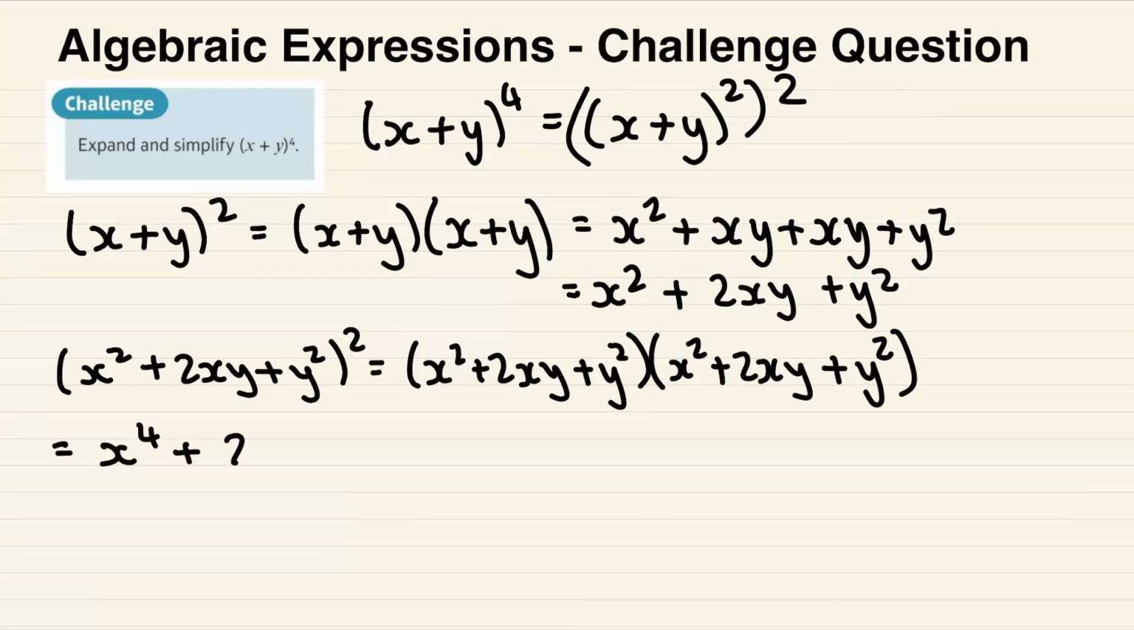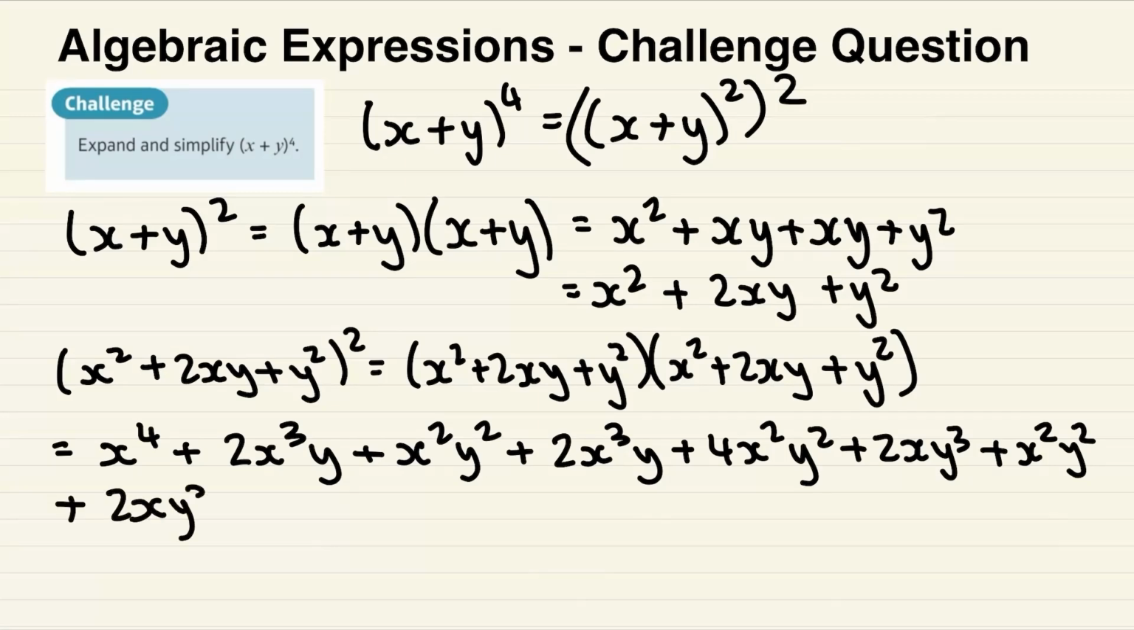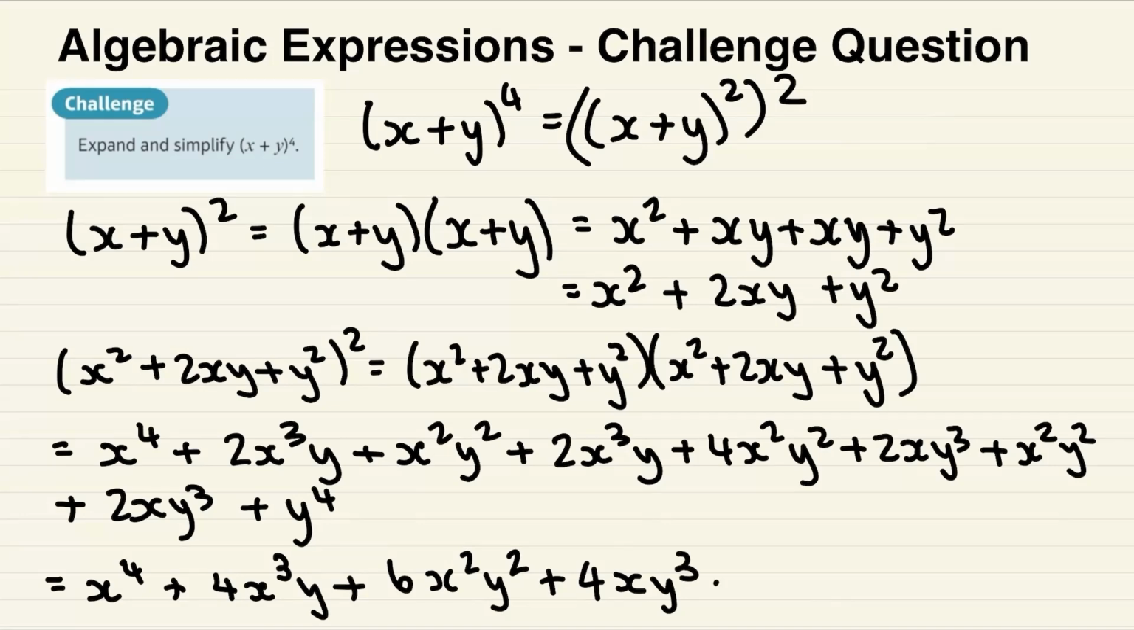Multiplying this by itself gives x to the power of 4 plus 2x cubed y plus x squared y squared plus 2x cubed y plus 4x squared y squared plus 2xy cubed plus x squared y squared plus 2xy cubed plus y to the power of 4. Yikes! Simplifying all of that gives this. I am not going to try say all of that again.